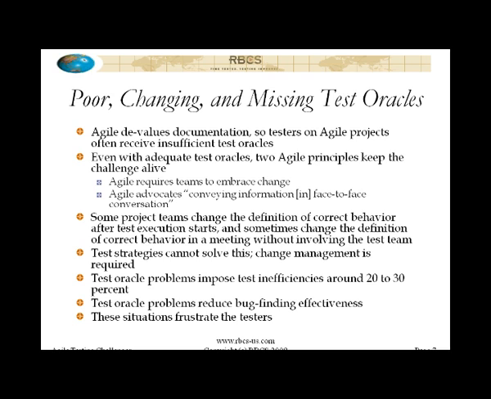Here's another interesting challenge, and again, this is something that could happen even in any life cycle model, but there's a sort of inherent bias towards this in the Agile world. So the problem of the poor, changing, or missing test oracles. Now, a test oracle, just to be clear, is something or set of things that you can refer to in order to determine what correct behavior is.